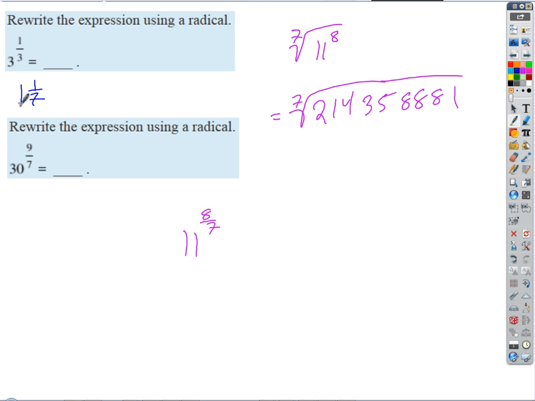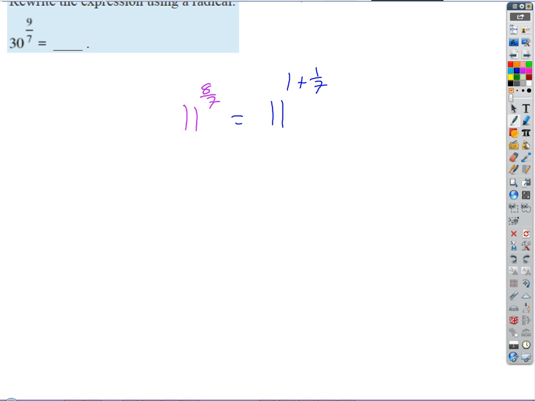So if I think of this as a mixed number and I write it properly as 1 plus 1/7, think what that means: 11 to the 1 plus 1/7. Think back to our properties of exponents. Ariel, what happens if I multiply a to the m times a to the n? What's that equal to? When I multiply like bases, what do I do?